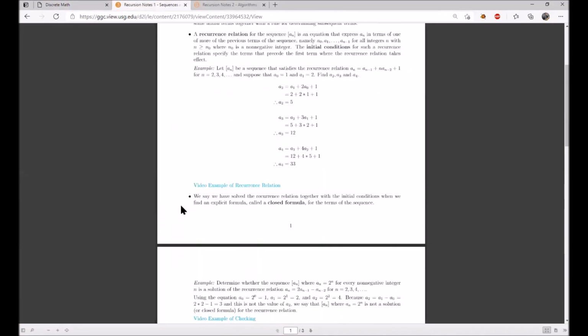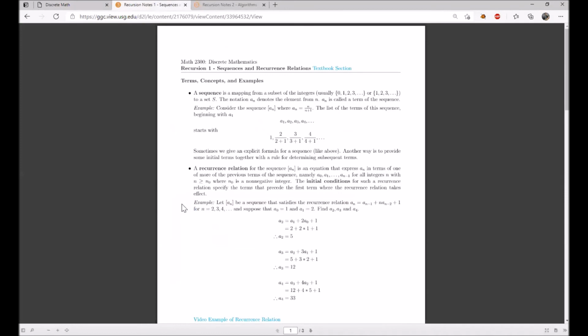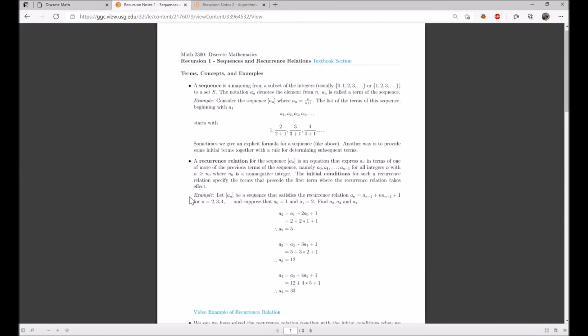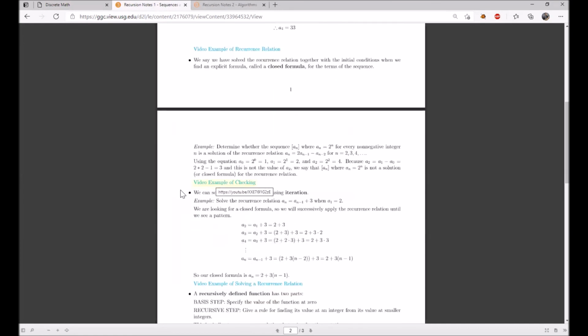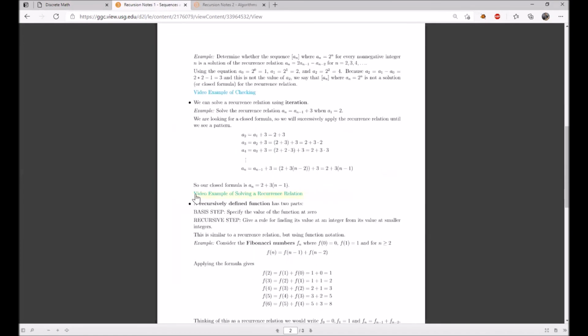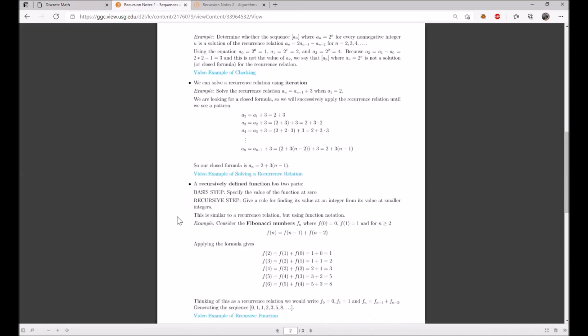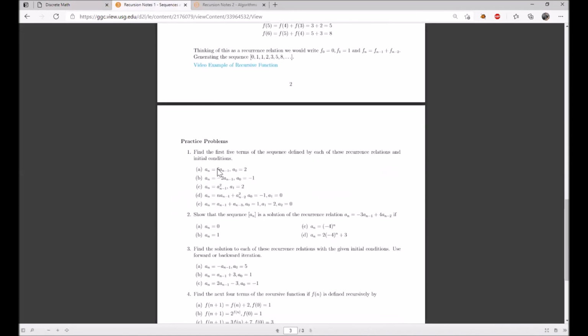Okay. Again, the notes are just summarizing what's in the book, but in particular, look at these examples and then watch these videos, because these are some other examples of writing a recurrence relation and checking to see if something's a solution. This one I think you're going to find really helpful, solving a recurrence relation. And then we have some practice problems.